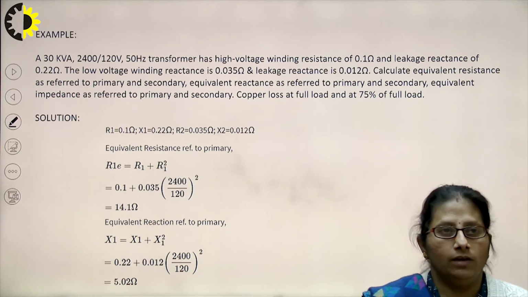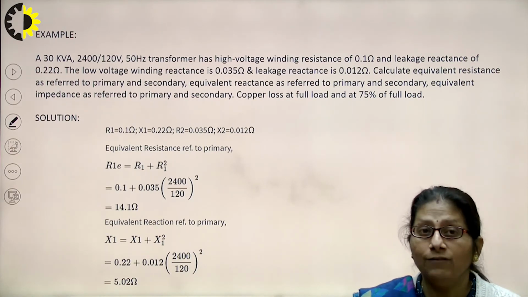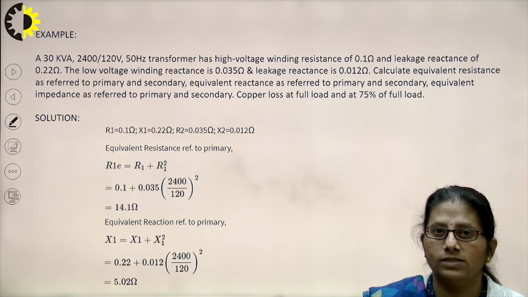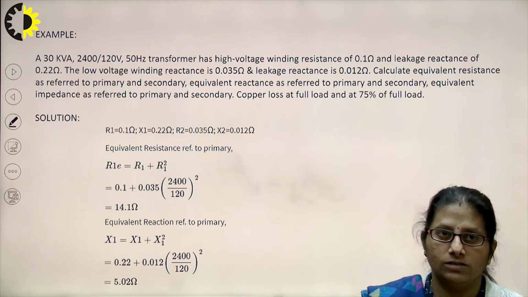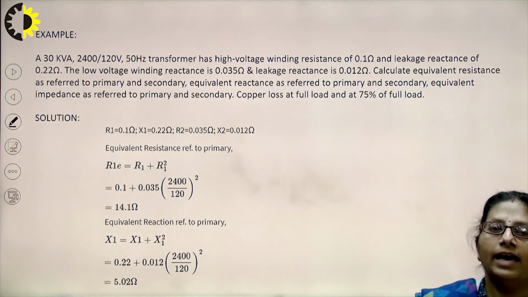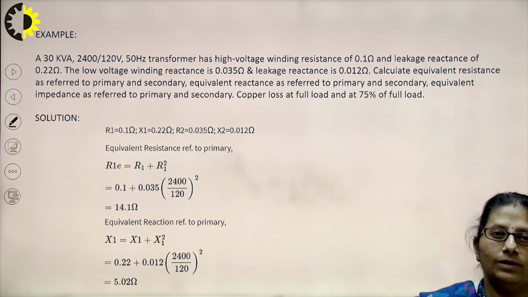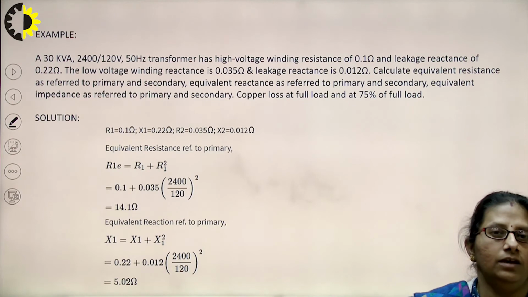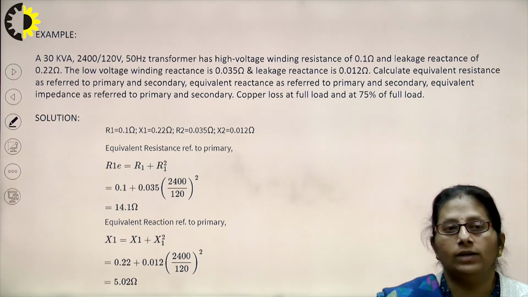A 30 kVA, 2400 by 120 volt, 50 hertz transformer has high voltage winding resistance of 0.1 ohms and leakage reactance of 0.22 ohms. The low voltage winding resistance is 0.035 ohms and leakage reactance is 0.012 ohms. Calculate the equivalent resistance, equivalent reactance and equivalent impedance as referred to primary and secondary. We also need to find the copper losses at full load and at 75% of the full load. Okay, so let us see what things are given to us.